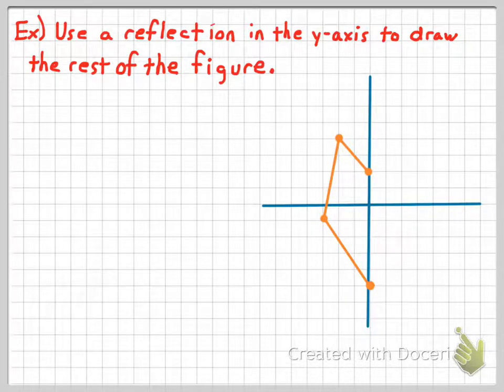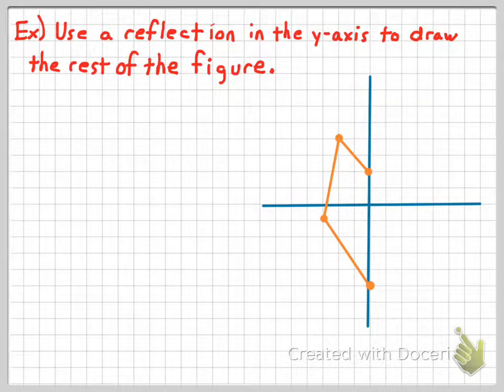So, a reflection in the y-axis is a reflection in the vertical line. This is our line of reflection here. And we're still going to reflect it so that the images of each of these 4 points are equidistant from the line of reflection in comparison with their preimage, which is very simple to do.